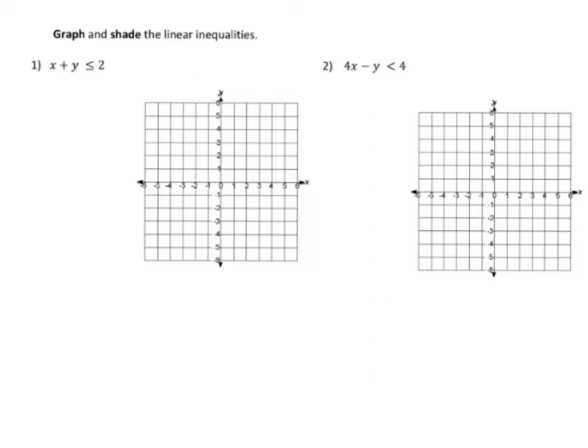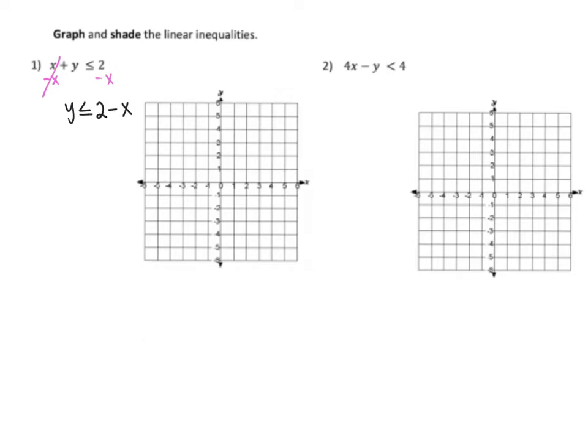So we have to first solve for y before we can graph. That's the first step to graphing inequalities. So the first problem here, I need to move this x over if I want to get y by itself. So I'm going to subtract x from both sides. That would cancel, and then y would drop down. So y is less than or equal to 2 minus x.